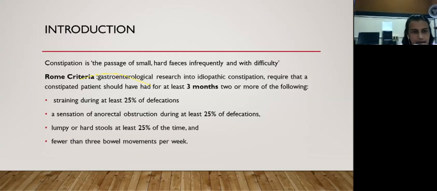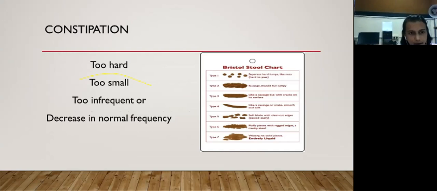What is constipation? For research purposes, the symptoms should last at least 3 months, with straining during at least 25% of defecations. This is our own criteria for gastrointestinal research. There should also be a sensation of anorectal obstruction during at least 25% of defecations, or lumpy or hard stools at least 25% of the time, or fewer than 3 bowel movements per week. But what we say is that constipation is the passage of small hard feces infrequently and with difficulty. Next slide. Or it's too hard, too small, too infrequent, or a decrease in the normal frequency.